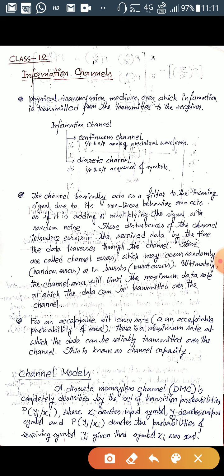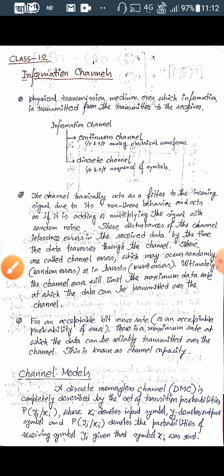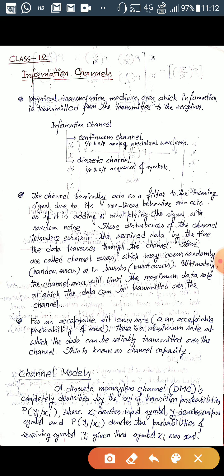For an acceptable bit error rate, there is a maximum rate at which the data can be reliably transmitted over the channel, basically known as channel capacity.